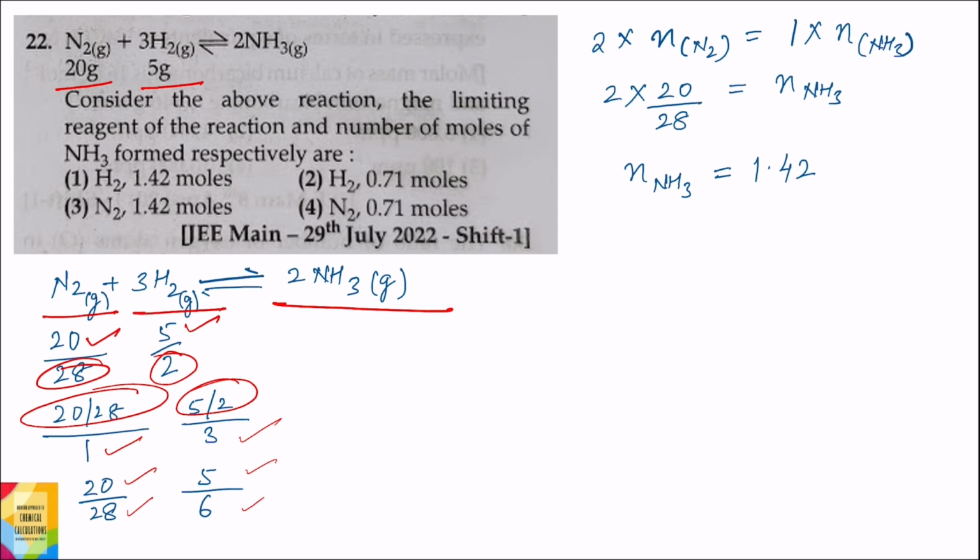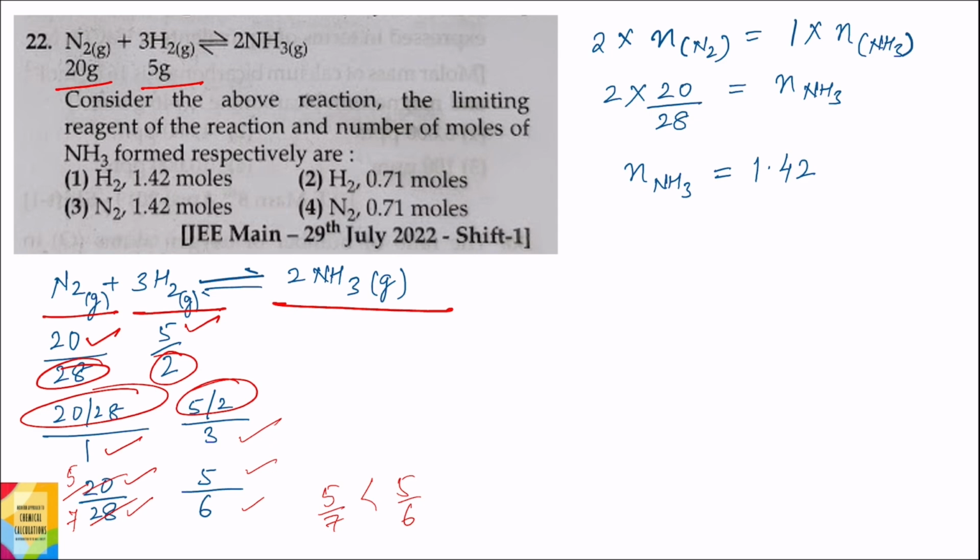Now 20 by 28 is, 4 5 ja 20, 4 7 ja 28, so 5/7. Now 5/7 is less than 5/6. So here in this equation the limiting reagent is nitrogen. Now applying principle of atom conservation to nitrogen atoms, total nitrogen on the reactant side will be same as the total nitrogen on the product side.